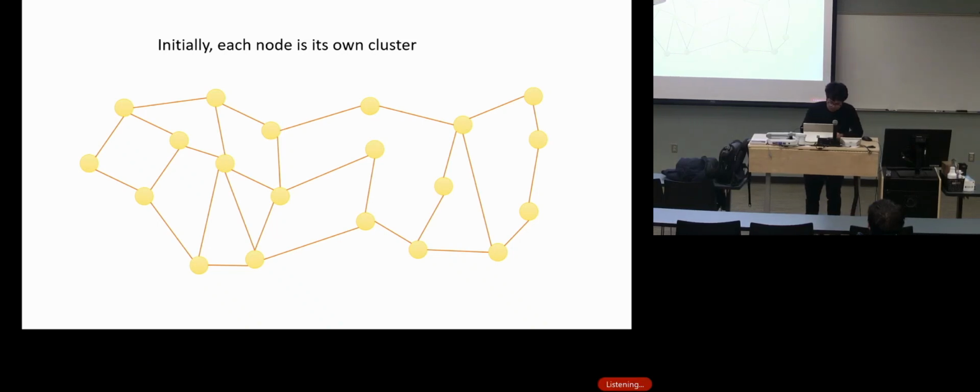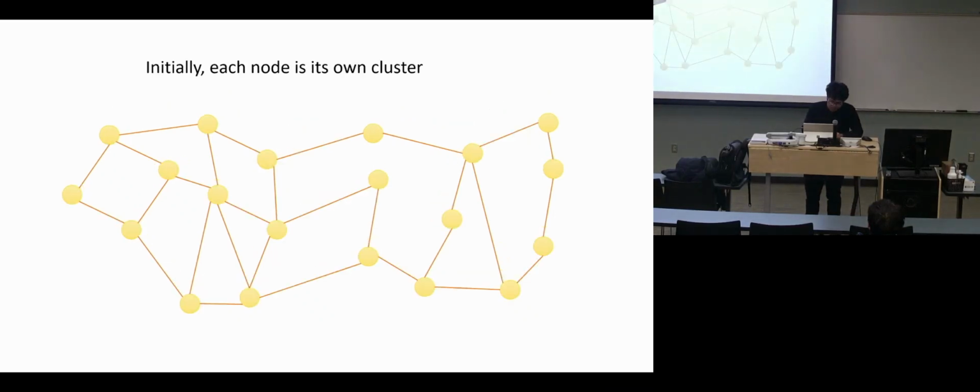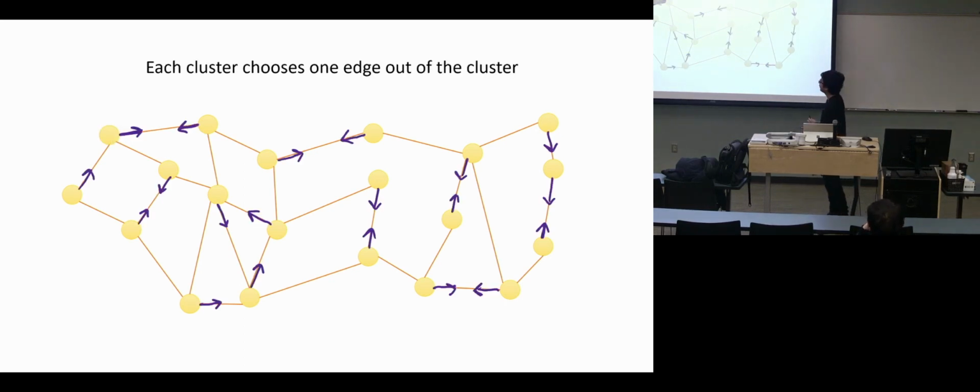So it's an algorithm where initially you think of each node as its own cluster, so that in the beginning there are n clusters. Every node is its own cluster, and then for each cluster, which initially is just every node, each cluster will choose one edge going out of it.